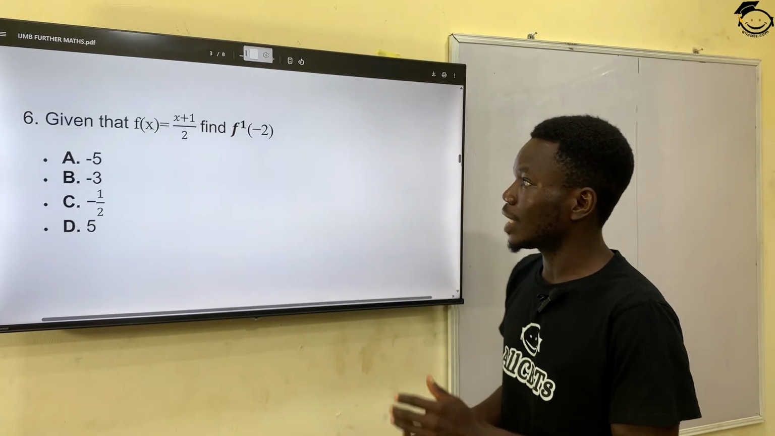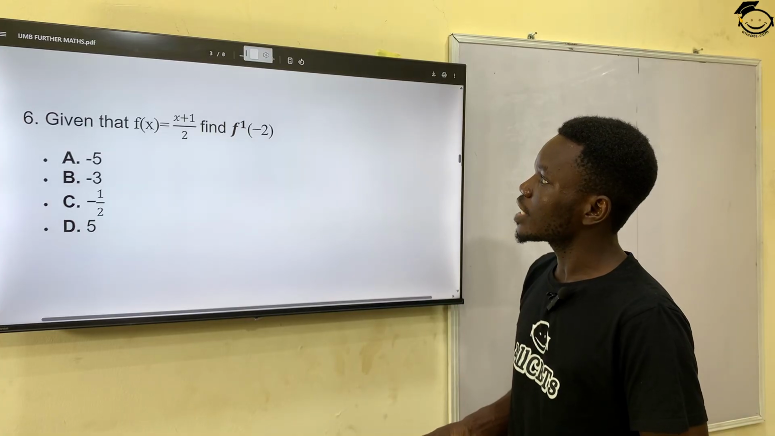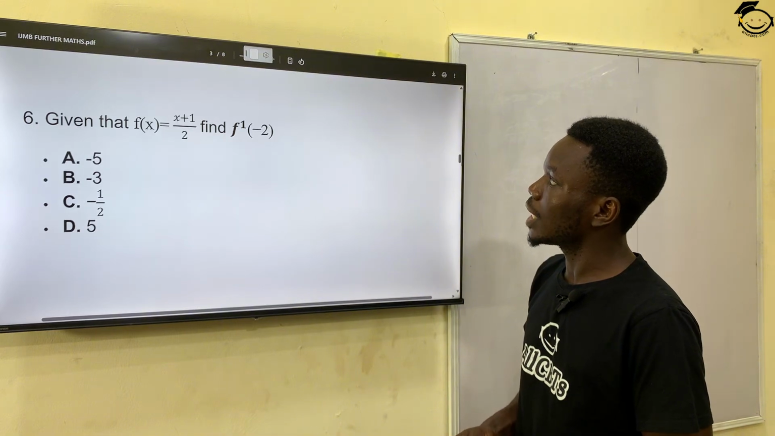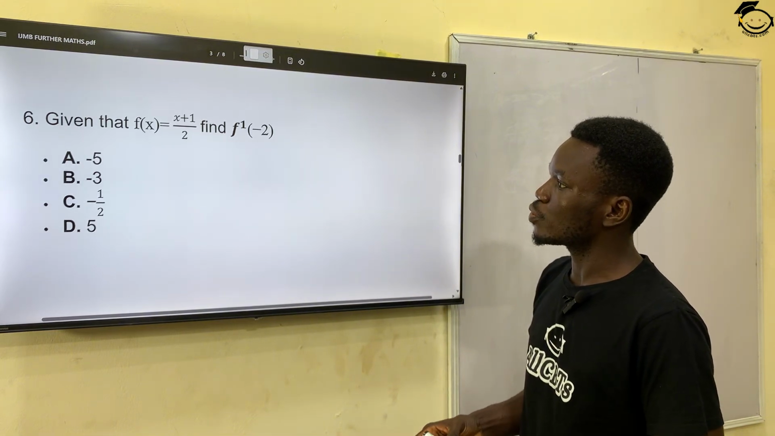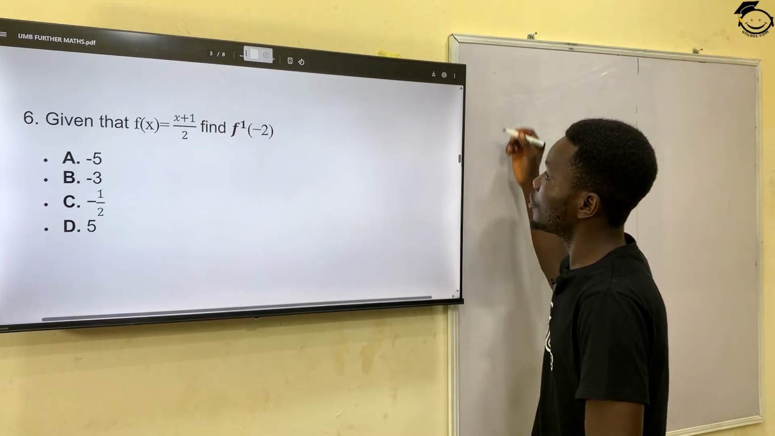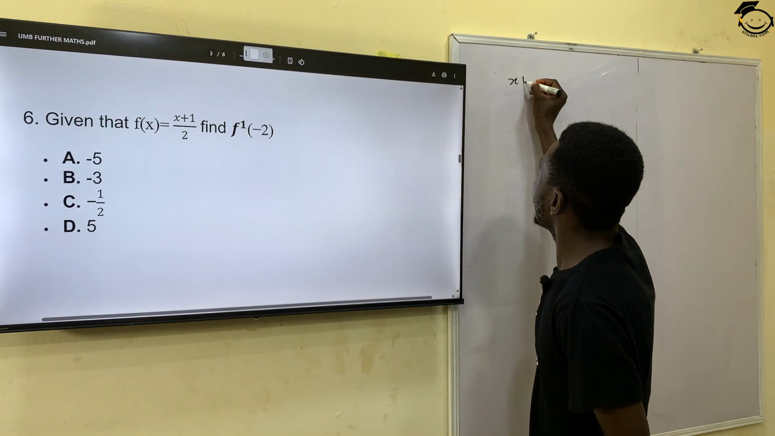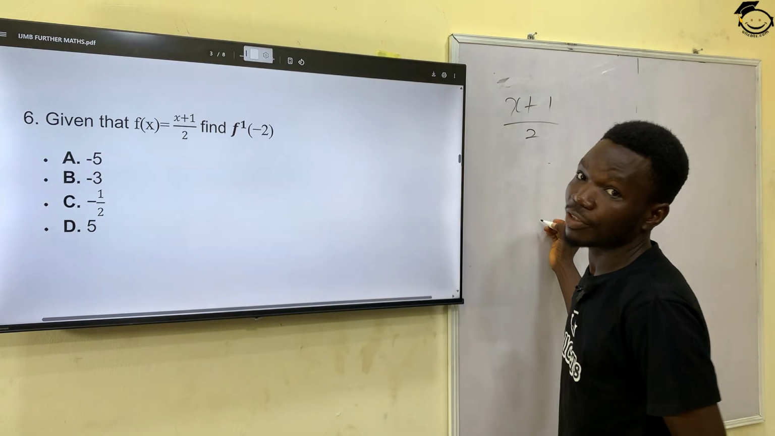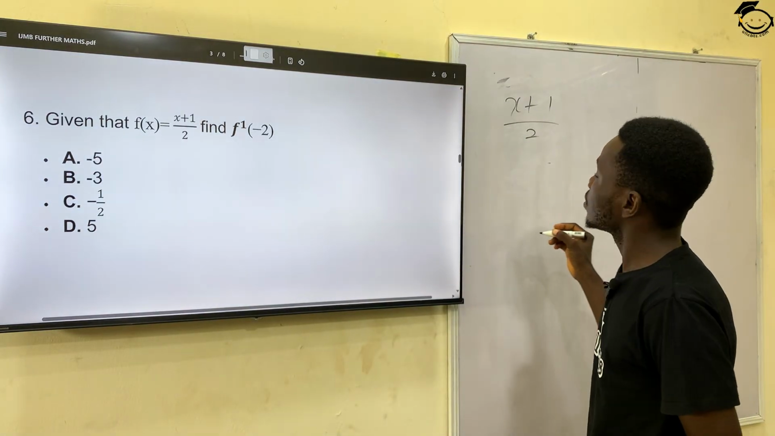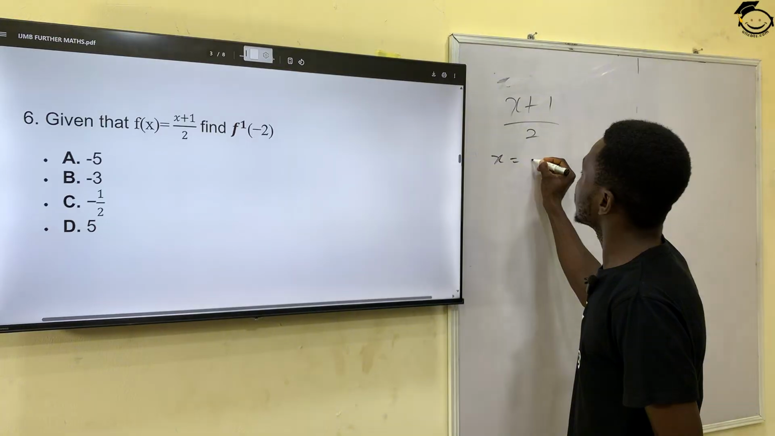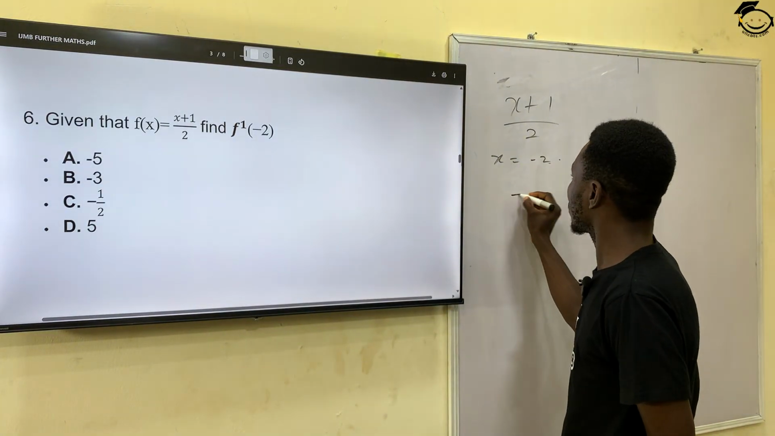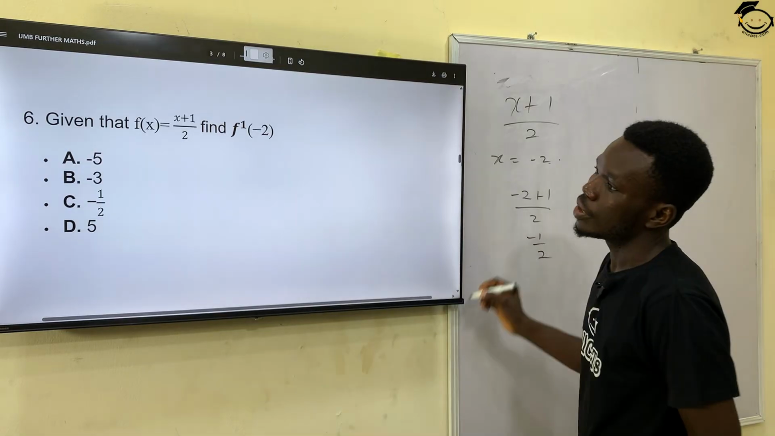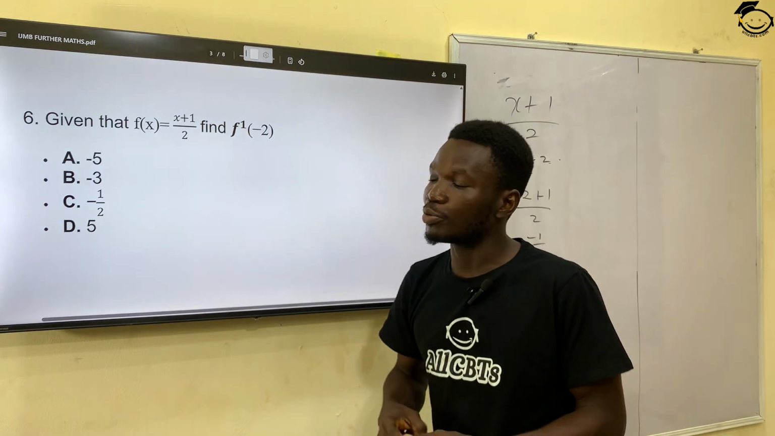So question number 6 says, given that f of x is equal to x plus 1 over 2, find the value of f1, such that I have my x as minus 2. So this is just a question of substitution. If my f of x is x plus 1 over 2, and they are giving us f1 such that my x is minus 2, I'll just substitute. This means I have minus 2 plus 1 over 2, and that will give me minus 1 over 2. So the answer in this question is option C.